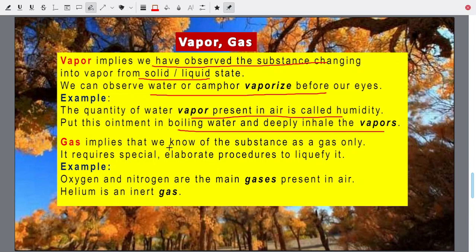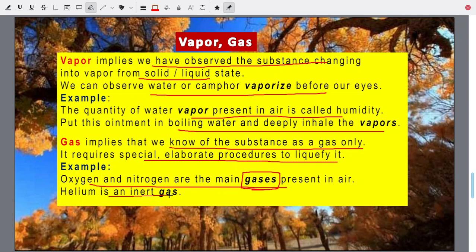Gas implies that we know of the substance as a gas only. It requires special and elaborate procedures to liquefy it. Oxygen and nitrogen are the main gases. They require very low temperature and very high pressure in order to liquefy, and except those who are science minded, people may not even know that oxygen and nitrogen can become liquid.